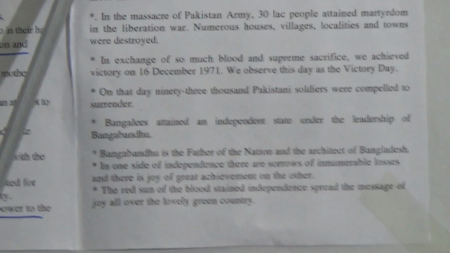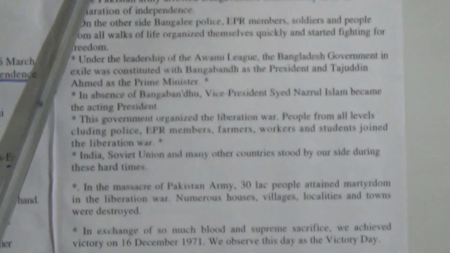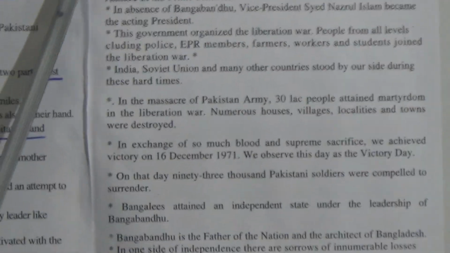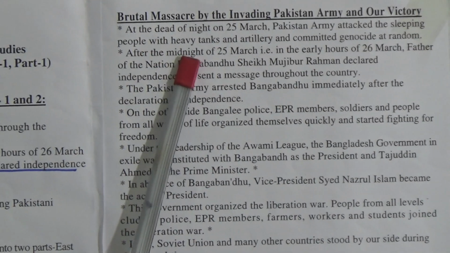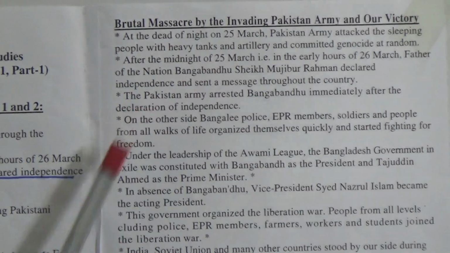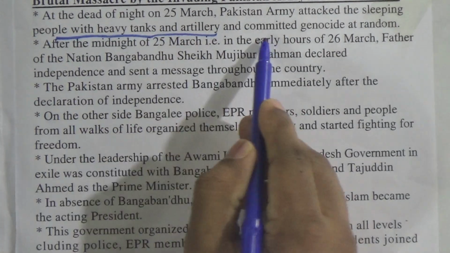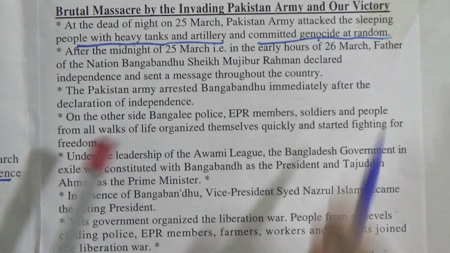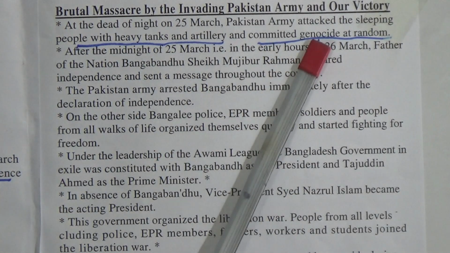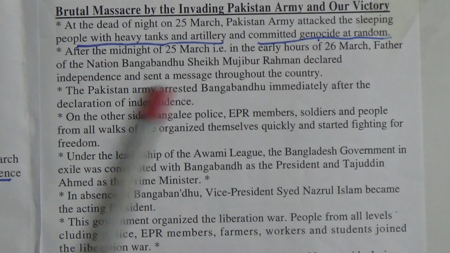We'll move to the next page. Brutal massacre by the invading Pakistan army and our victory. So, on the night of 25 March, the Pakistani army attacked the sleeping people with heavy tanks and artillery and committed genocide at random. Genocide means the mass killing of people. So this is another reason.